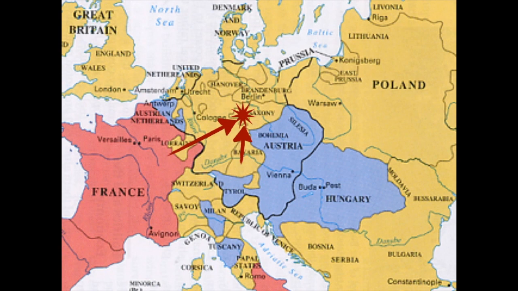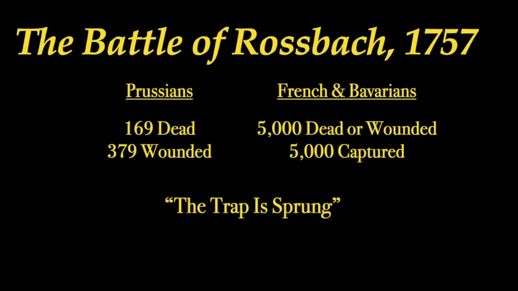Okay, so the first battle was the Battle of Rossbach, and it happens here, geographically. So you've got France combined forces with Bavaria, and they are attacking Prussia from the west. And I'll just first show you the numbers from the battle. The numbers should give you a strong sense of how brilliant of a commander Frederick is.